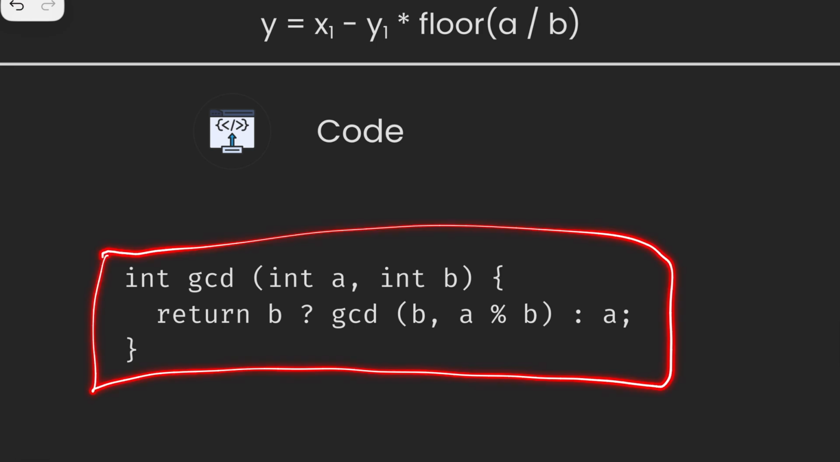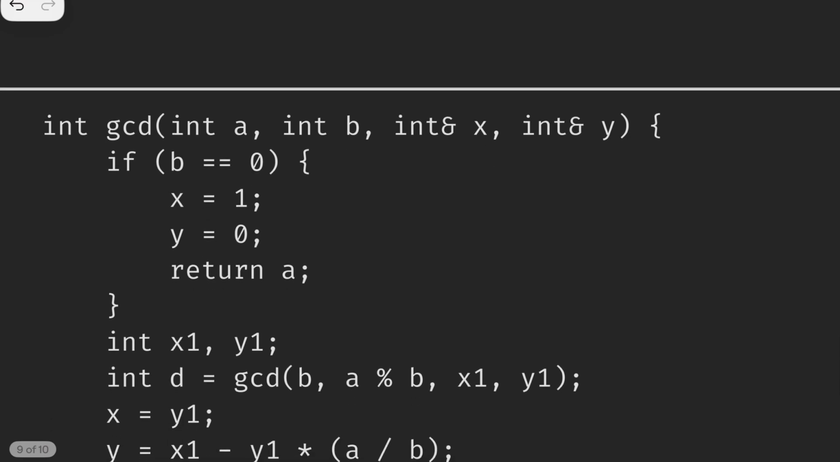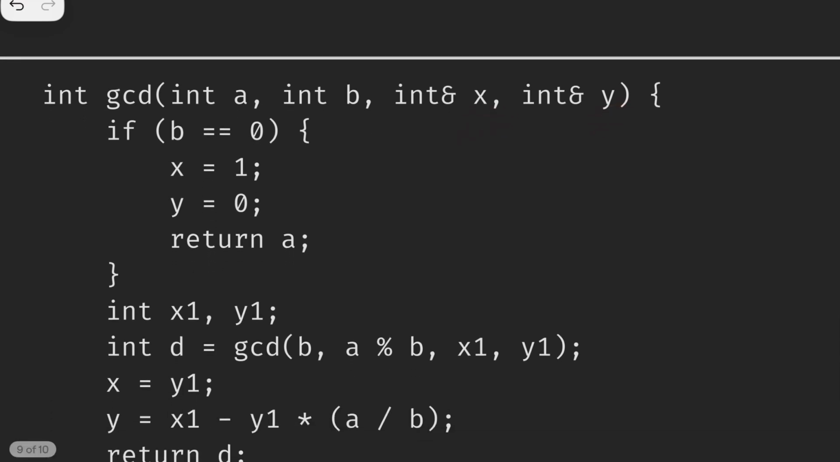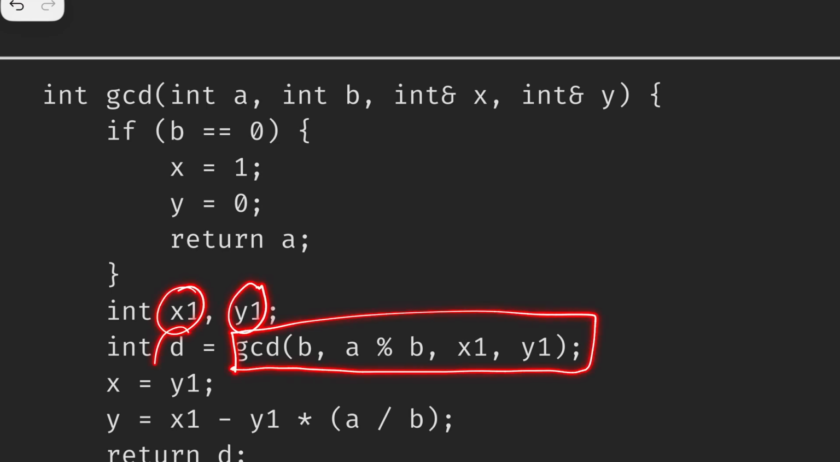See, so this is the normal Euclidean algorithm code, right? Now we are going to modify it further. Now we have x and y as well. See, we are returning the GCD. So to get the value of x and y, we are passing them as references. So if b is equal to 0, we do know the value of x and y. X is going to be 1 and y is going to be 0. And we will return a because a will be the GCD, right? If b is not equal to 0, we are taking x1 and y1. We are calling the function GCD. This will return the GCD value as well. Also, this will update x1 and y1.